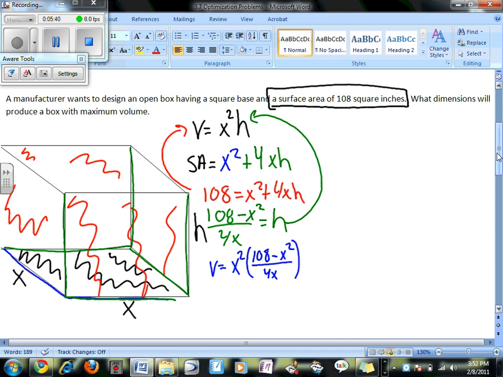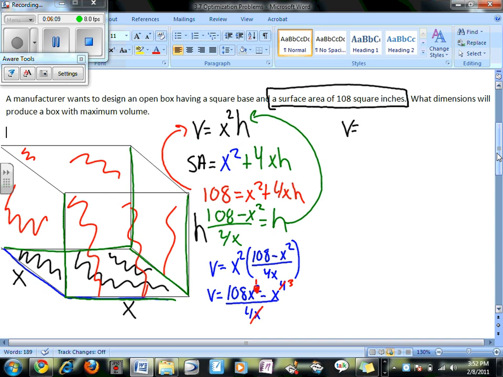Let's distribute my x squared. So my volume is going to equal 108 x squared minus x to the fourth all over 4x. Since each term has an x, we can cancel one of those out with each of them. So this guy is gone. This becomes a 1. This becomes a 3. Let's go ahead and divide by 4 in each of them too, and we'll finally have our equation for volume.